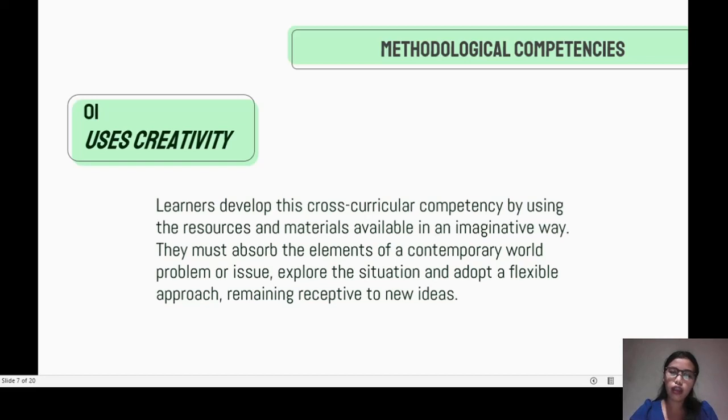Learners develop this cross-curricular competency by using the resources and materials available in an imaginative way. They must observe the elements of a contemporary world problem or issue, explore the situation, and adopt a flexible approach, remaining receptive to new ideas.